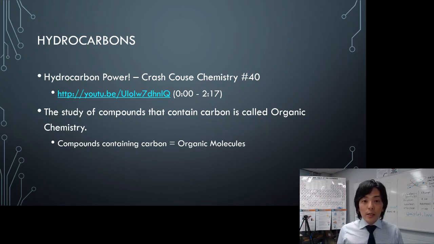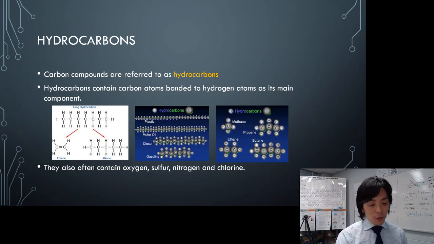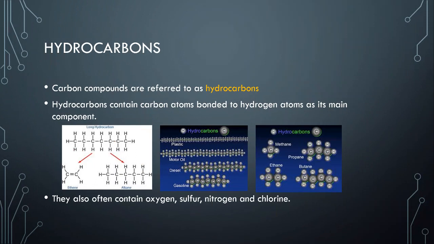Organic chemistry is about compounds that contain carbon, and compounds that contain carbon are called organic molecules. And hydrocarbon is the other way around. Hydrocarbons are the starting point of that. So that's been already established there. Carbon compounds are referred to as hydrocarbons. Hydrocarbons contain carbon atoms. Now if you look at this diagram more carefully, you can see that carbon is the center or backbone of these molecules there.